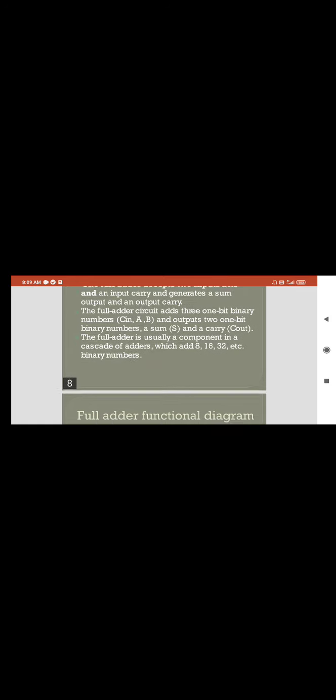Full adder. The full adder accepts two input bits and an input carry and generates a sum output and an output carry. The full adder circuit adds these three 1-bit binary numbers, that is Cin, A and B, and outputs two 1-bit binary numbers, sum and a carry out. The full adder is usually a component in a cascade of adders which add 8, 16, 32, etc. bit binary numbers. This is a full adder block diagram.